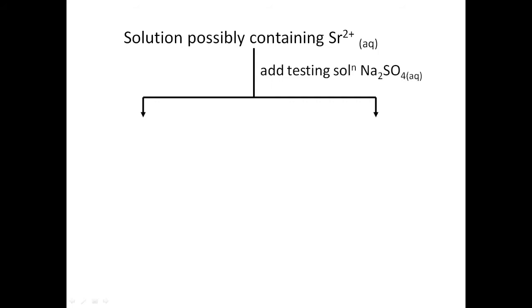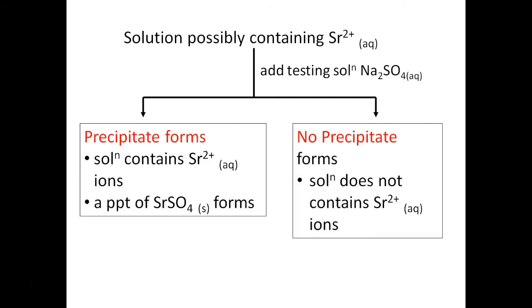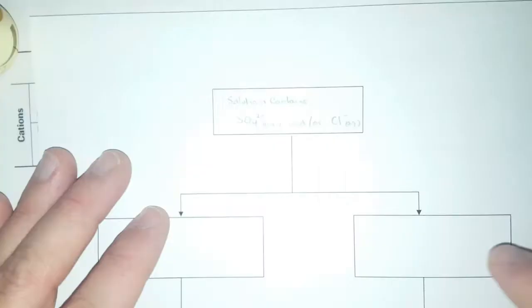And just like when I added the sodium hydroxide, I have two possible outcomes. A precipitate could form, or no precipitate could form. If a precipitate forms, then I can conclude that the solution contains strontium ions, and that my precipitate is strontium sulfate. If no precipitate forms, the only thing I can conclude is that the solution does not contain strontium ions.